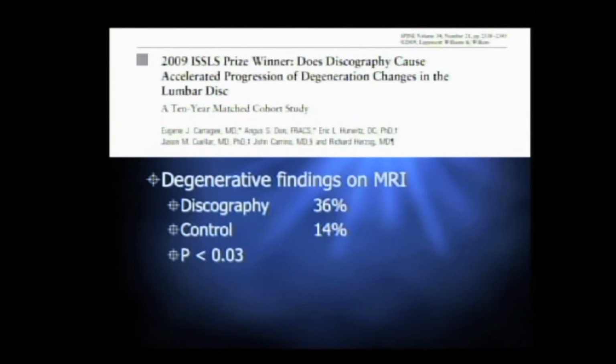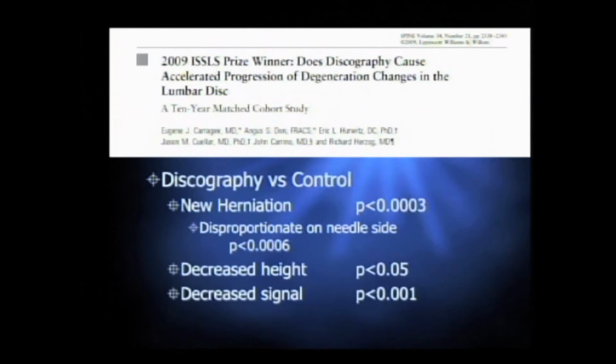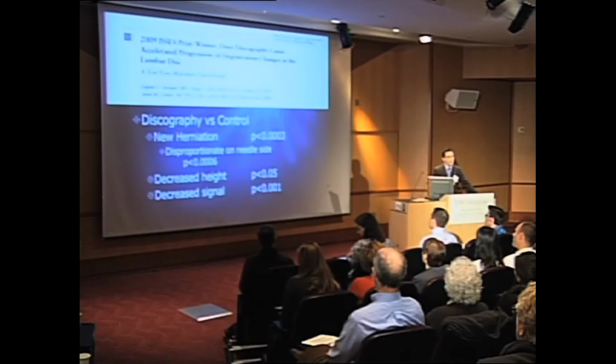And what they found was that in the discography population, there's a significantly higher rate of degenerative findings on an MRI. Now, these are MRI findings, mind you. But they found on an MRI there's also a significantly higher rate of new herniation in those who underwent discography. And this is disproportionate to the side where the needle was inserted for the discogram. Significantly higher rate of decreased height in the discogram population. Significantly decreased signal in the discogram population as compared to matched controls.